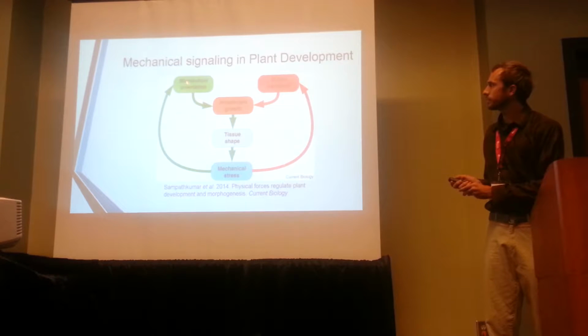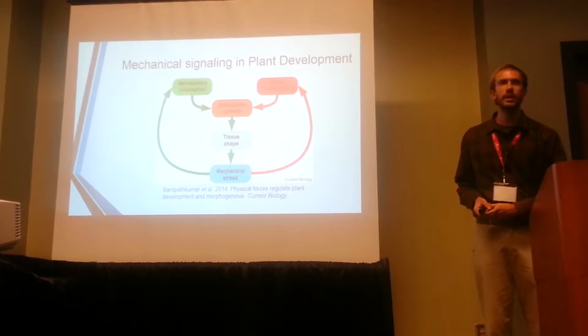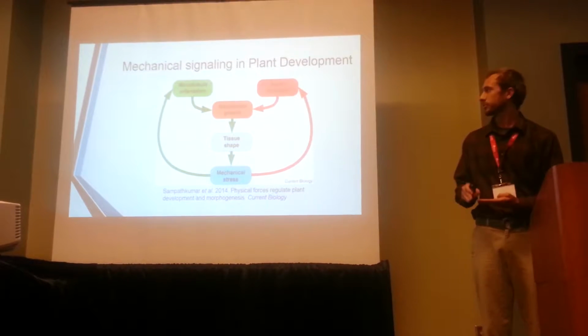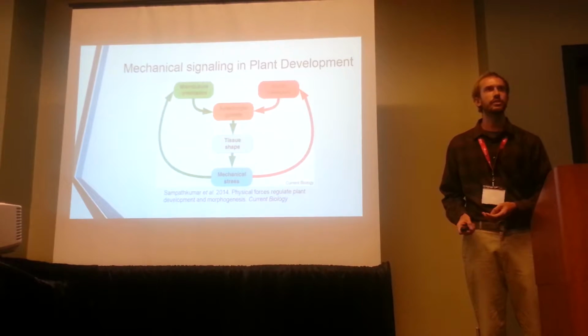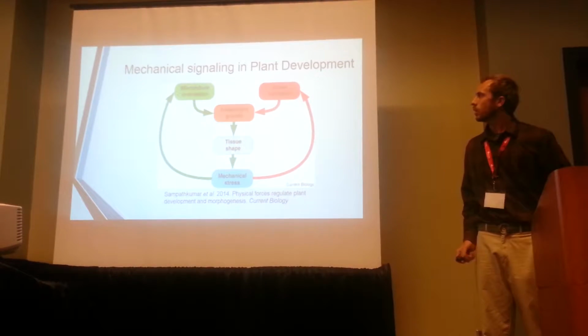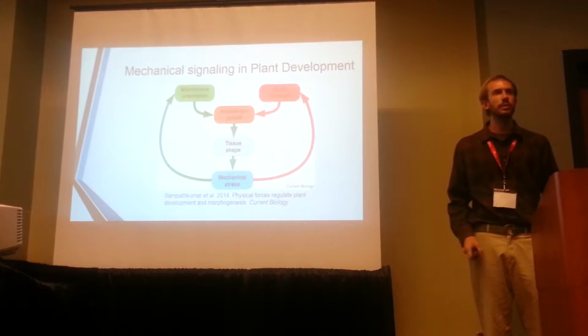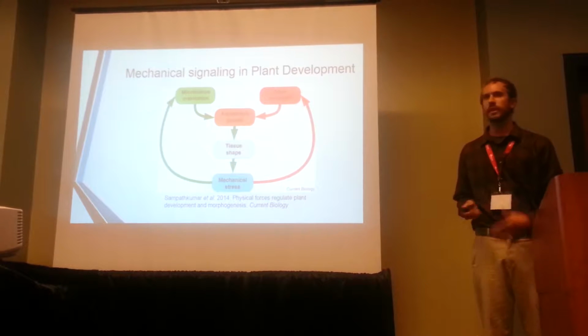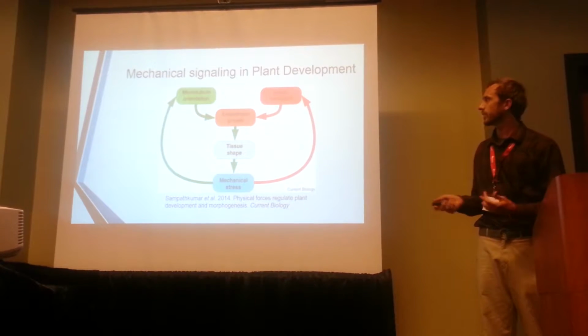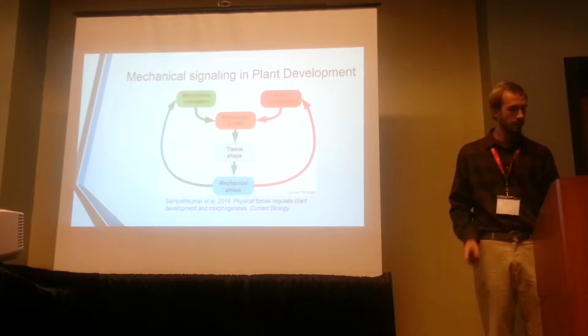We understand that mechanical signaling in plant development is important. Mechanical stress influences microtubule orientation and cell wall microfibril deposition, and it also influences PIN protein localization and auxin transport. These influence anisotropic growth, which changes tissue shape. And as tissue shape changes, mechanical stress in the tissue changes, and it feeds back into these.